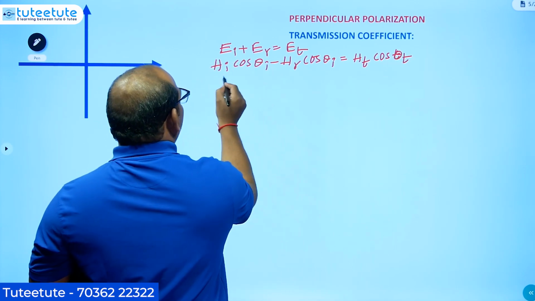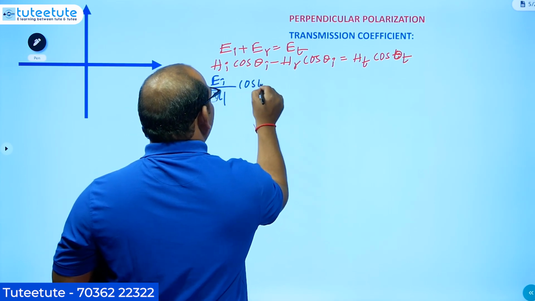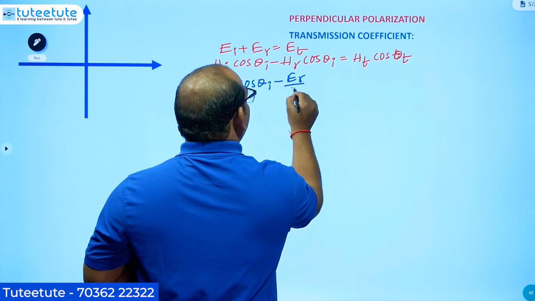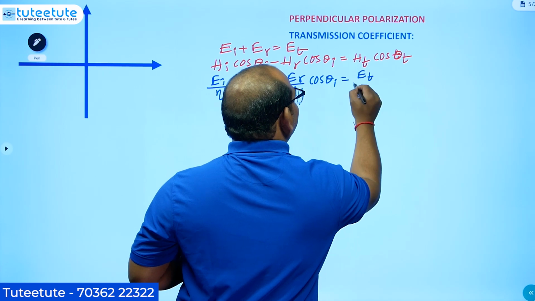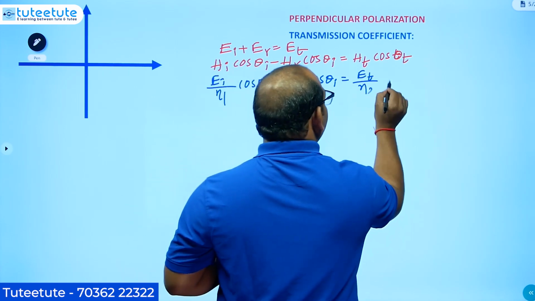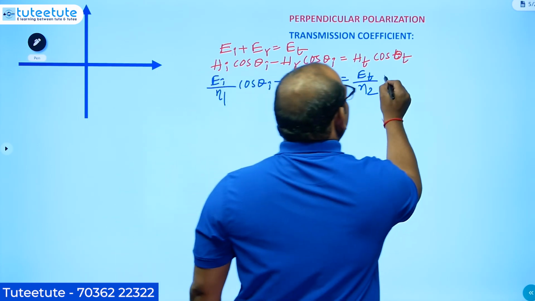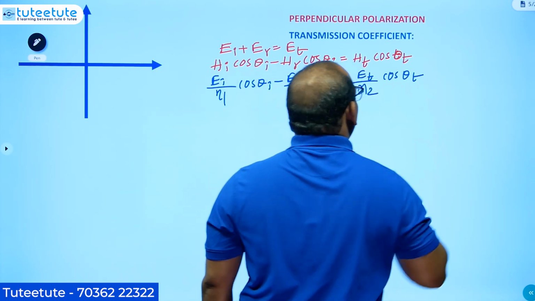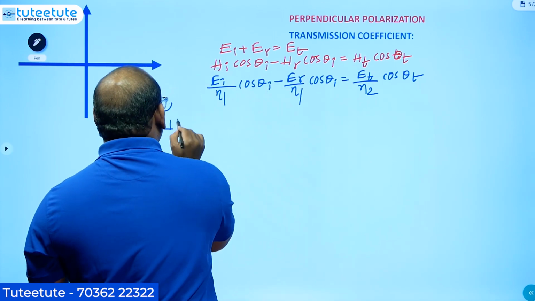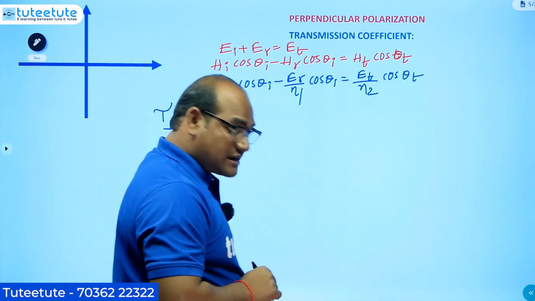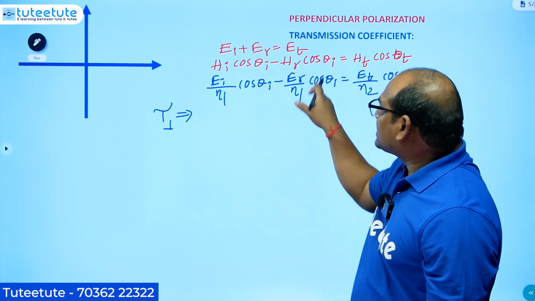Okay. So again I will modify this one, that is EI by eta 1 cos theta I minus ER by eta 1 cos theta I is equal to ET by, this is eta 2, because it is related to medium 2, I have to take here eta 2. This is cos theta T. Now we are going to get transmission coefficient, okay, of perpendicular polarization. So what is the transmission coefficient in this case? ET by EI.